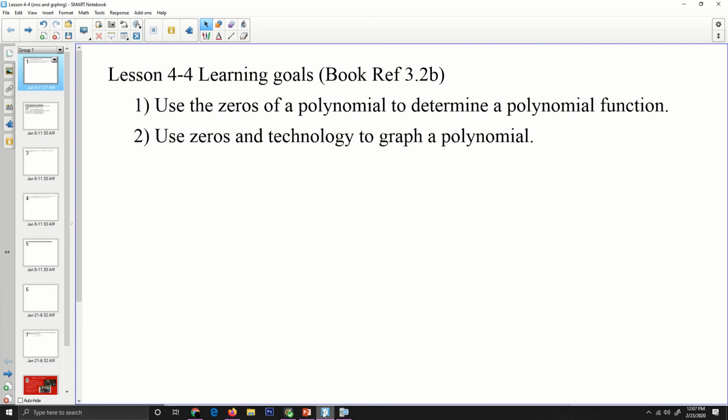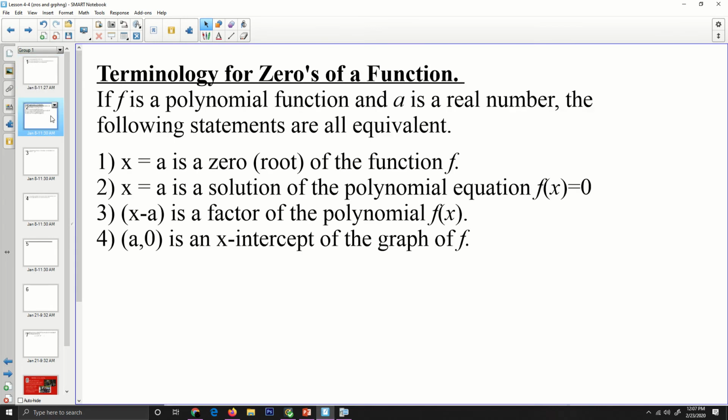Today we are going to use the zeros of a polynomial to determine a polynomial function, and we're going to use the zeros in technology to graph a polynomial. So a couple things here.